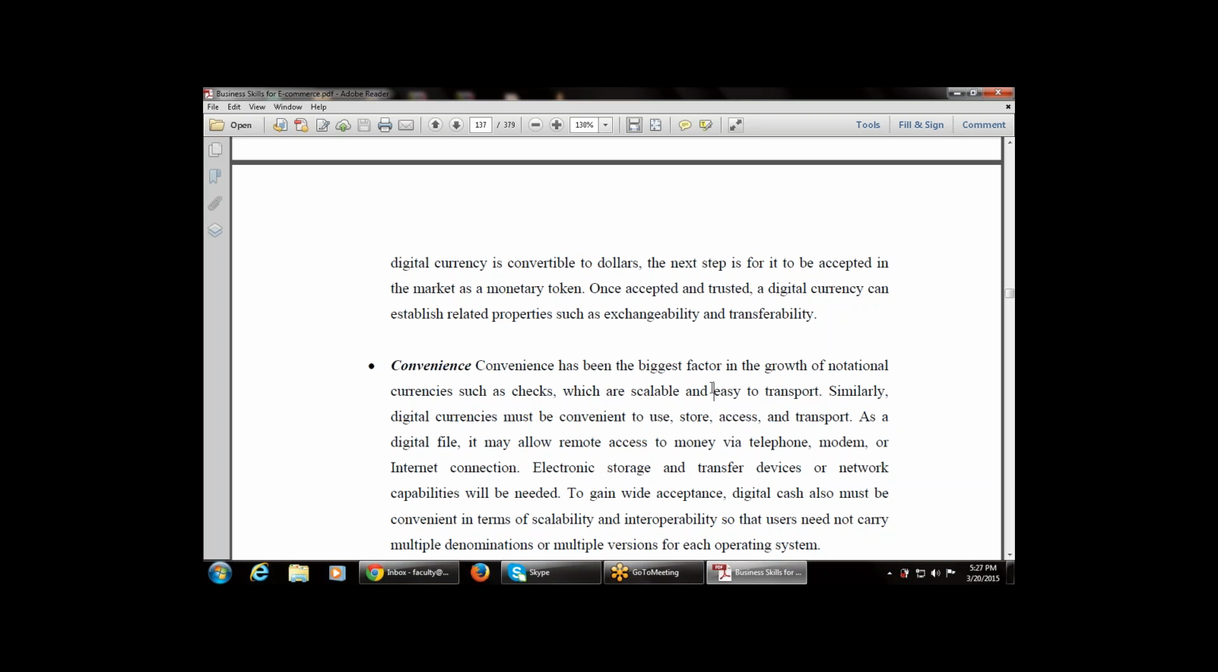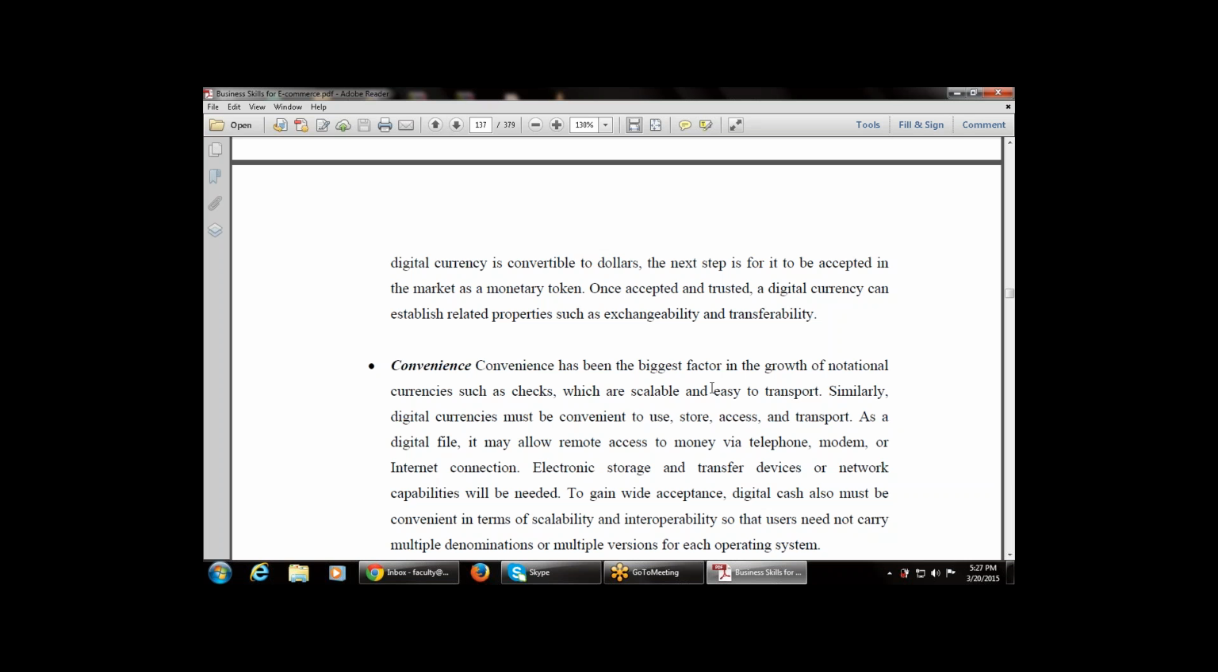In the same way, digital currency must be convenient to use, store, access, and transport. As a digital file, digital currency may allow remote access to money via telephone, modem, or internet connection, and via transfer devices. Electronic storage and transfer devices or network capabilities will be needed.